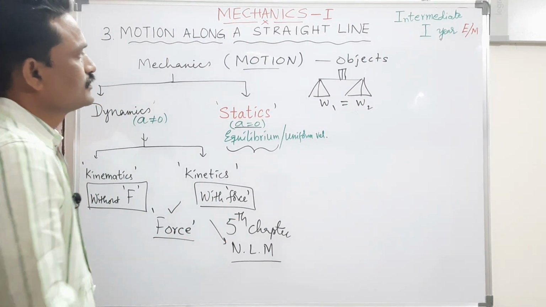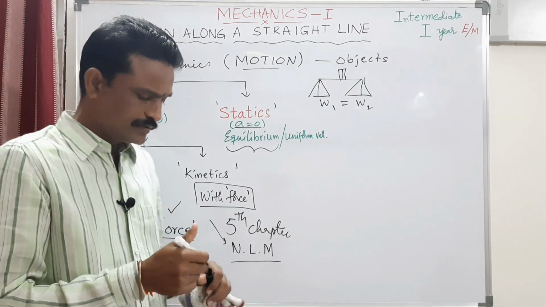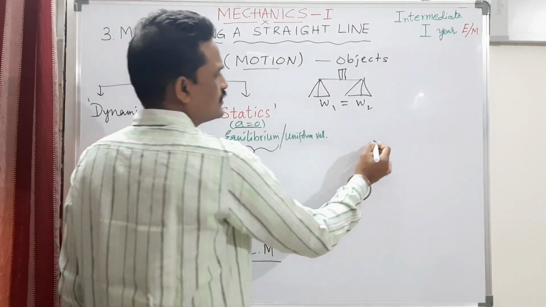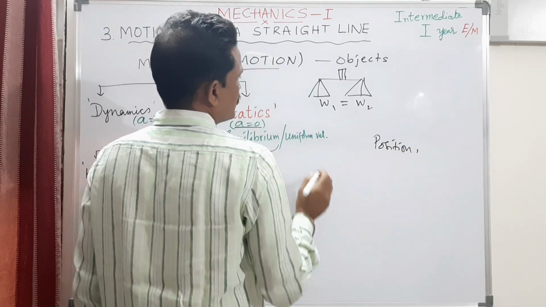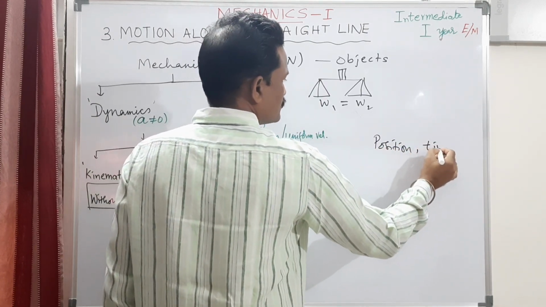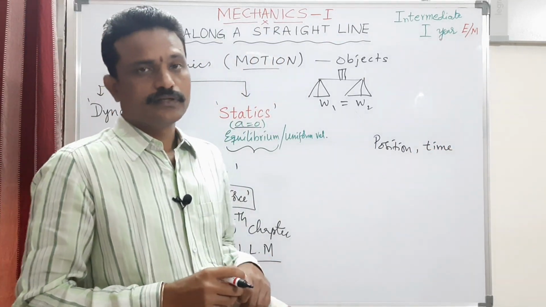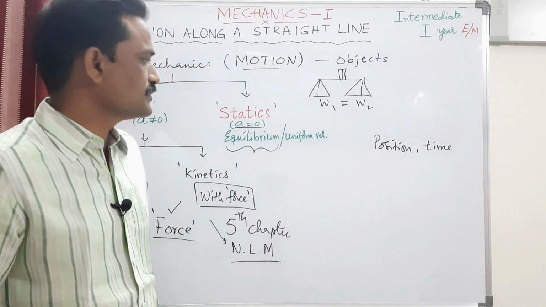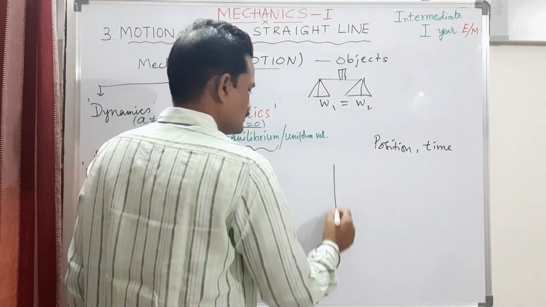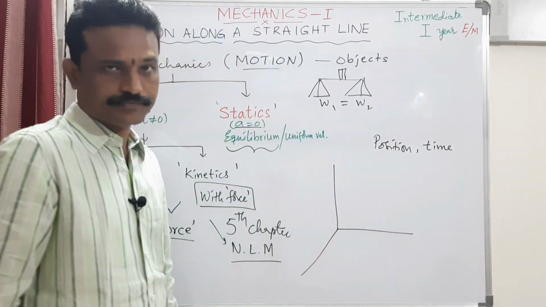Now we started with motion. Motion is something whose position is changing with respect to time. So in order to describe motion, I should consider two things: one is position, the other one is time. In order to find the position of some object, I have to take some reference, generally a coordinate system, x, y, z coordinate system.